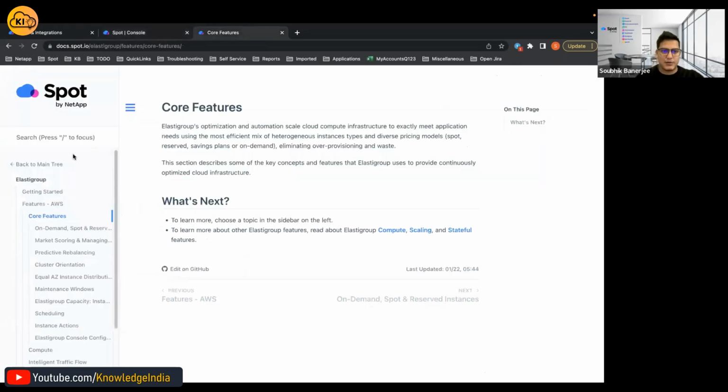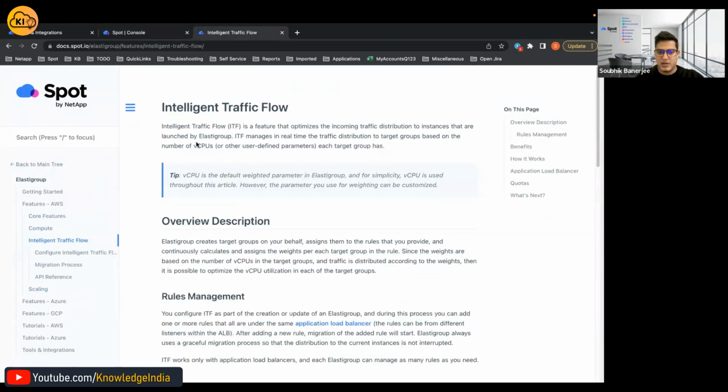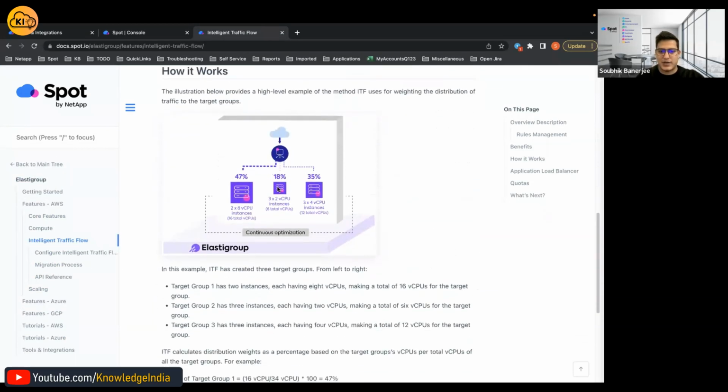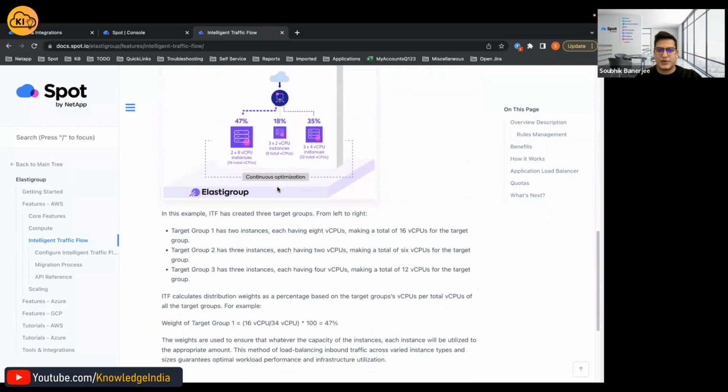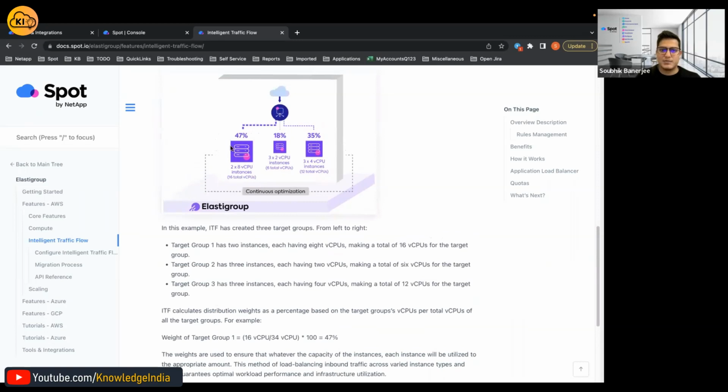So for example, I would take you to the document page. I think it will be more helpful to understand from here. Say you have created 3 target groups. You can see this is having 8 vCPUs. Target group 1 has 2 into 8 vCPUs, the second is 3 into 2, and the third is 3 into 4. So the weightage of each of these target groups is different. How the traffic will flow is based on the availability of the vCPUs at these target groups.